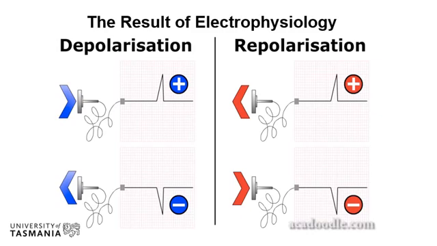This pattern of deflection of the waveform is why different leads in a 12-lead ECG will have different shapes. So just remember that they're looking at the heart from different angles.